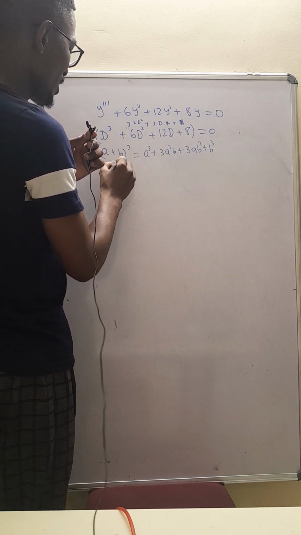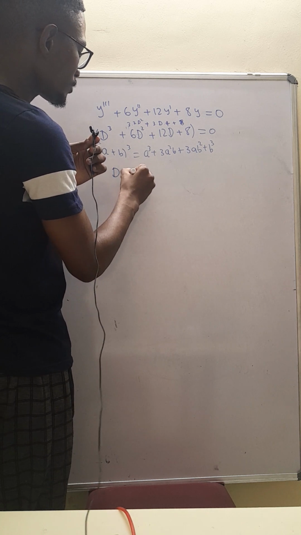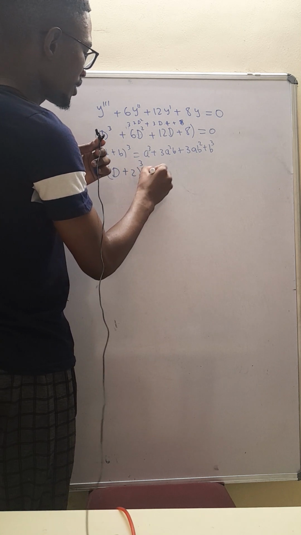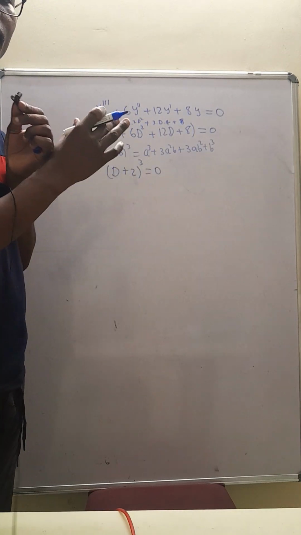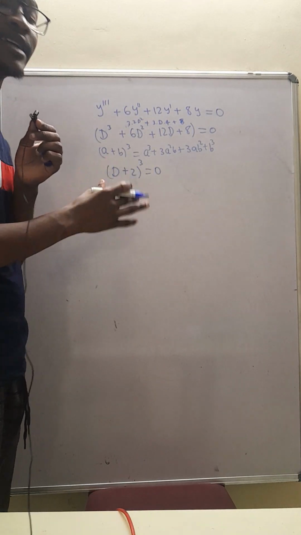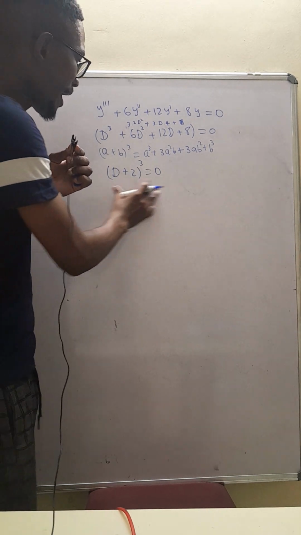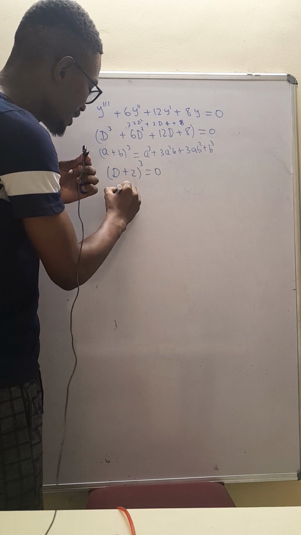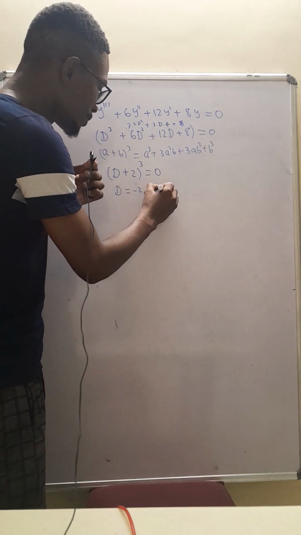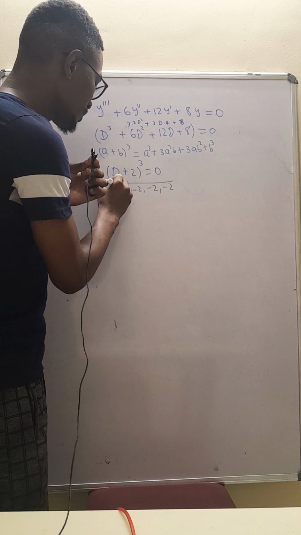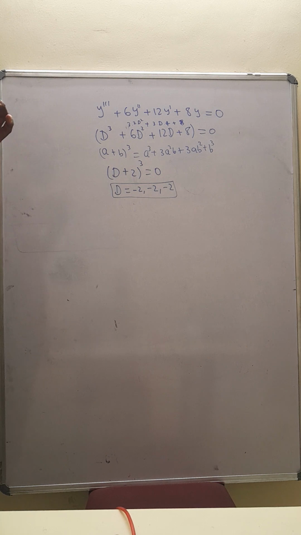So here we can just write D plus 2 cubed is equal to 0. Here we have 3 real roots, and these 3 real roots are equal, they are the same. What does it mean? It means that D will be equal to minus 2, minus 2, and minus 2. Just be careful with this one. I have to write all these roots.